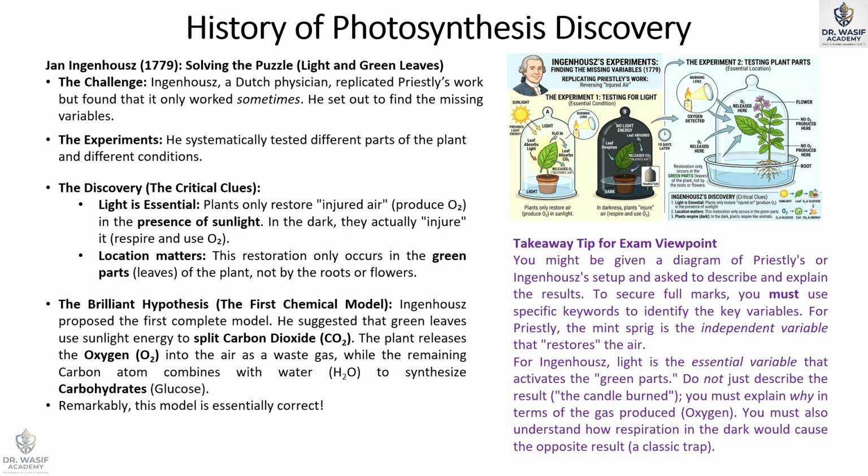Now let's look at this from an exam viewpoint. You might be shown these historical setups in a diagram. I'm talking about this diagram. To get full marks, use your keywords and identify the independent variables. For example, in Priestley's experiment, the independent variable was the mint sprig, while in the Dutch physician's experiment, the independent variable was the presence of light.